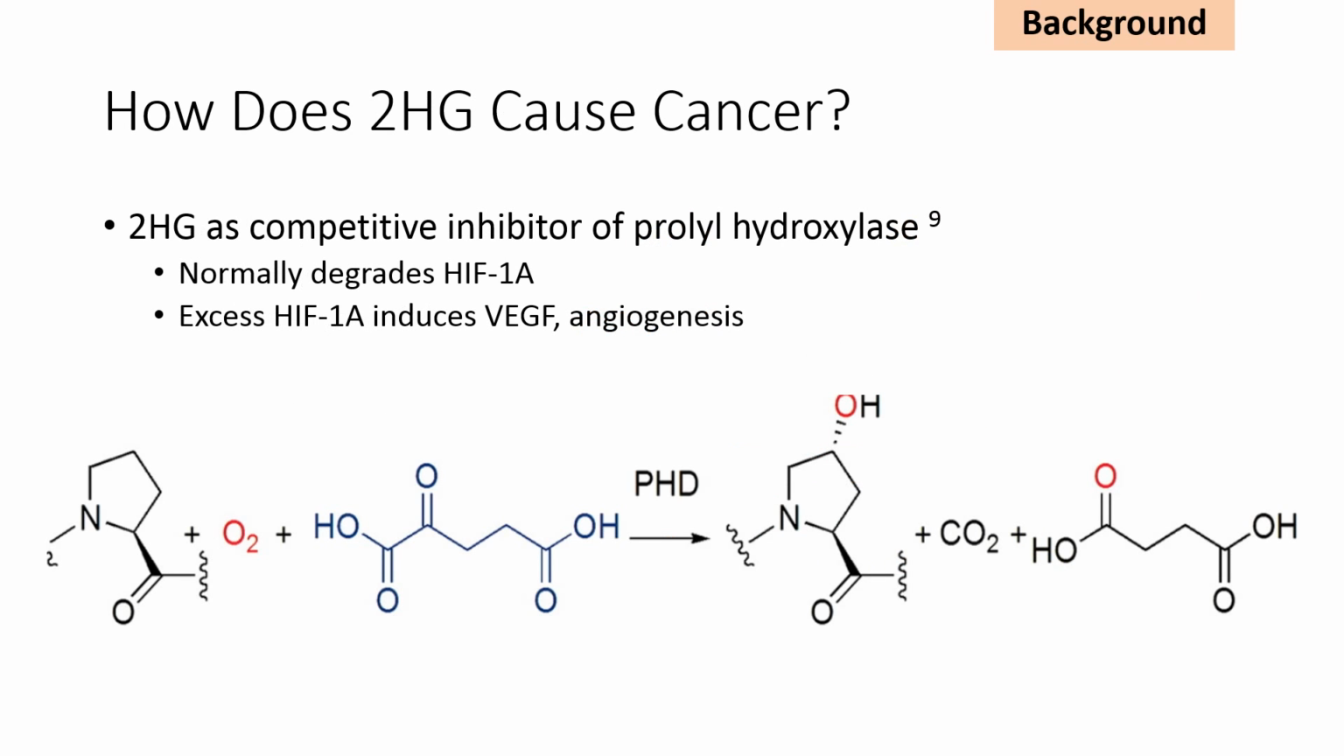The second hypothesis posits that 2-HG acts as a competitive inhibitor of prolyl hydroxylase. Normally, hypoxia-inducible factor is degraded via hydroxylation of its proline groups. But obviously, if prolyl hydroxylase is being inhibited, this can't occur. So excess HIF1A is going to accumulate, and this induces increased vascular endothelial growth factor, and this in turn leads to angiogenesis, which is a requisite for tumor development.